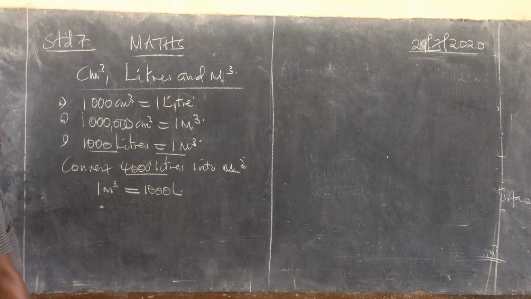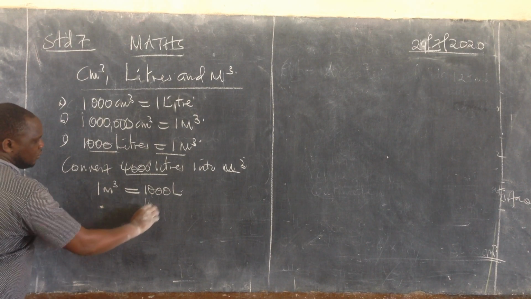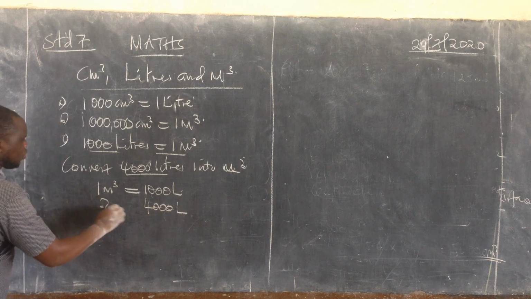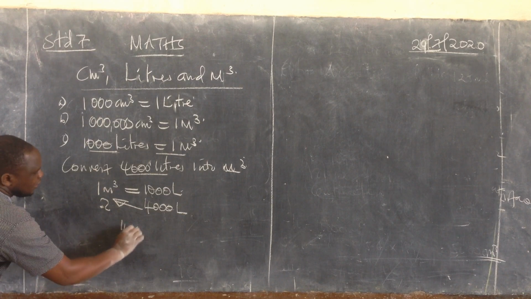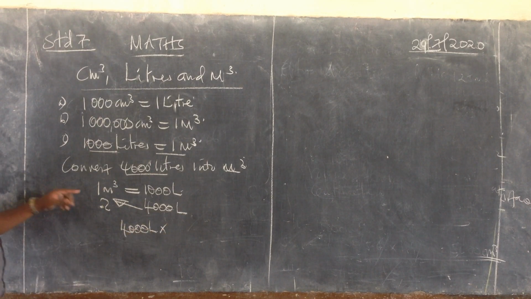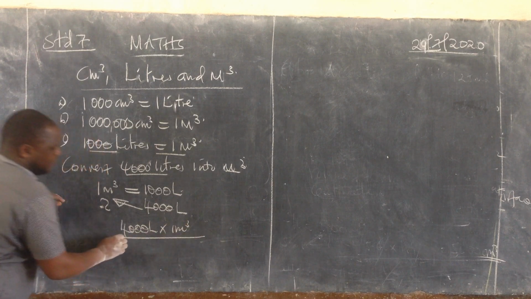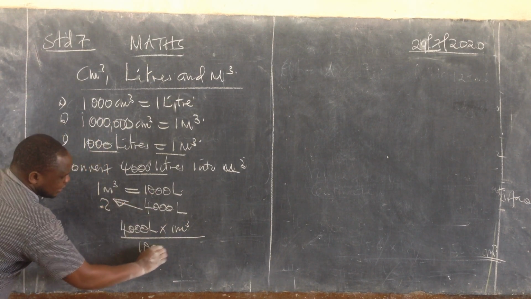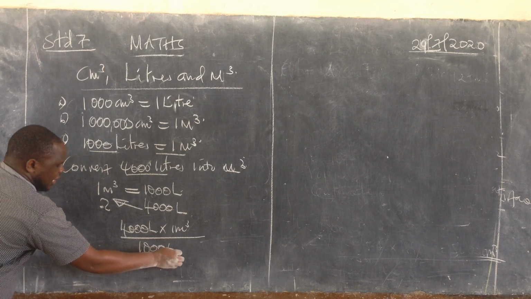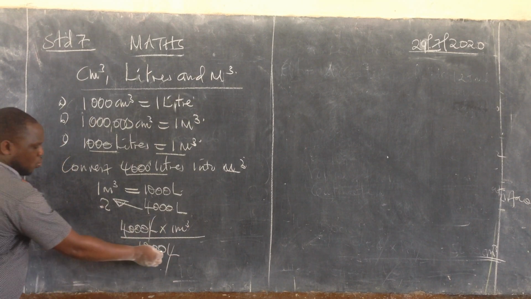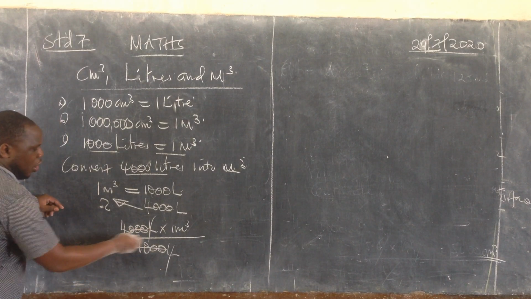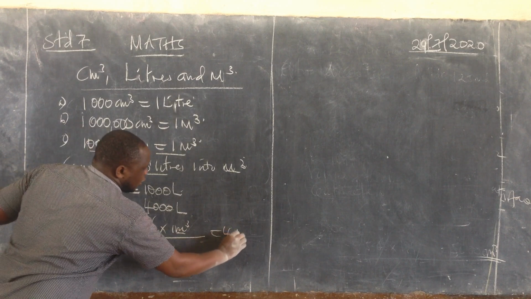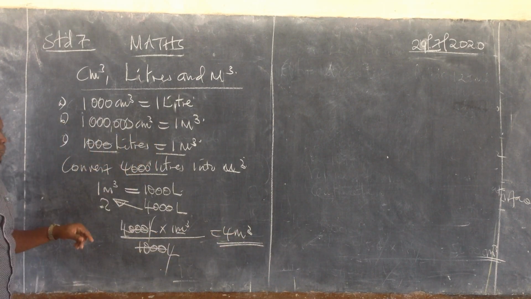What about 4,000? 4,000 liters is equivalent to how many cubic meters? That arrow means that you multiply this number with this one. So 4,000 liters multiplied by 1 cubic meter over 1,000 liters. You are going to realize that these liters are going to cancel. Three zeros are going to cancel with three zeros. And therefore, your answer is going to be 4 cubic meters. So that is one case.